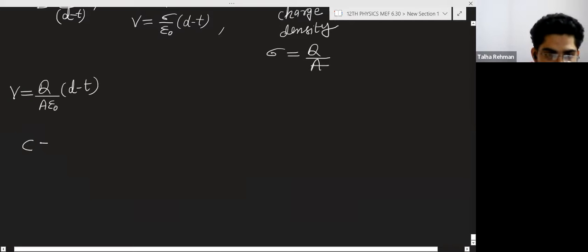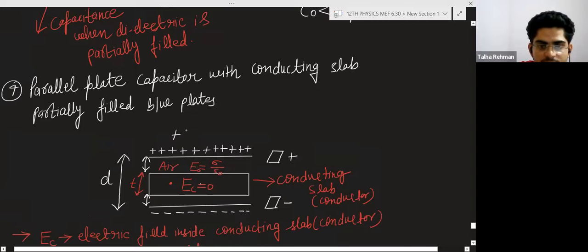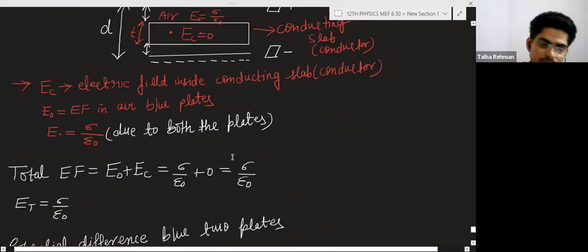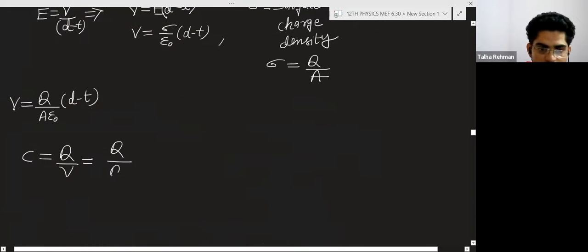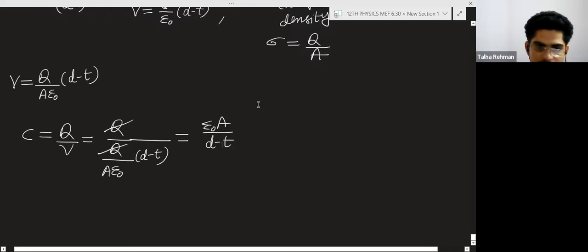Now can I calculate the capacitance? Capacitance is equal to Q by V, and Q is Q because I have given plus Q charge here and plus Q charge here, and minus Q charge here. So I am taking the magnitude of charge. And what is potential? Q divided by A epsilon naught upon D minus T. Okay? And this Q and Q will cancel out and we will get epsilon naught A upon D minus T. This is the formula of capacitance. Epsilon naught A divided by D minus T.